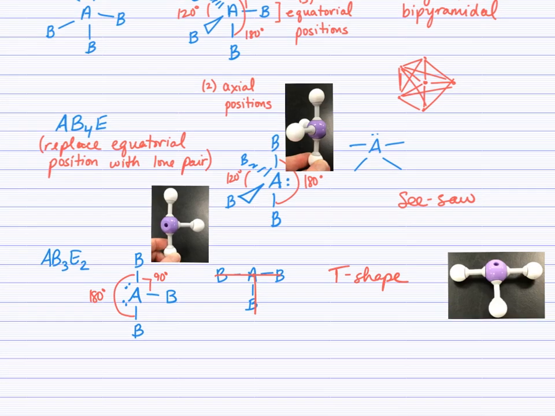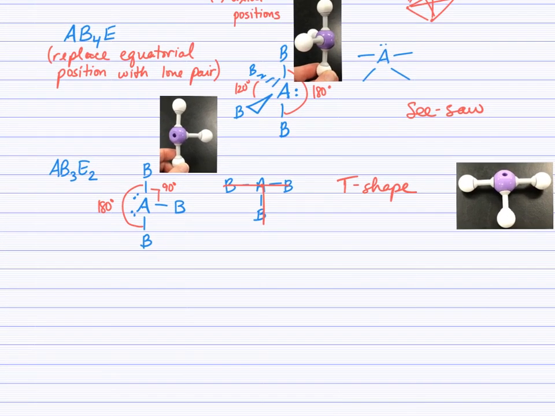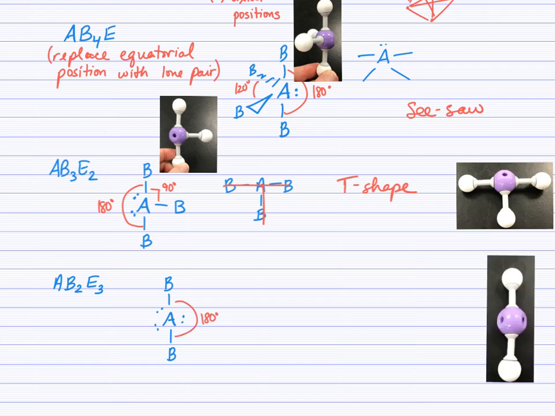Okay, and last bit then, the last option for 5 electron domains is to replace 3 of the bonded pairs with 3 lone pairs. And so you'll see then that all equatorial positions are replaced, and we finish with lone pairs in the 3 equatorial positions. The bond angle here is 180 degrees, and you'll notice that the atoms all line up, and so this is the linear shape.